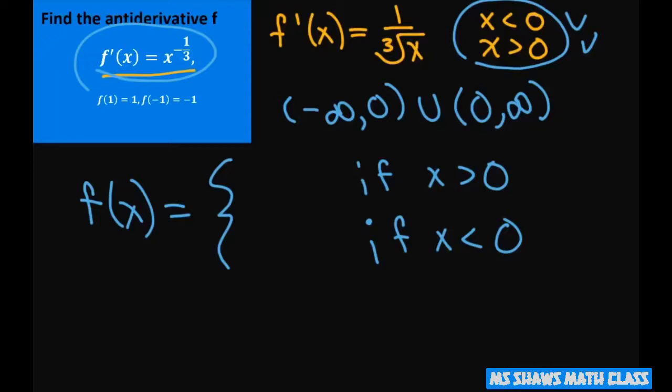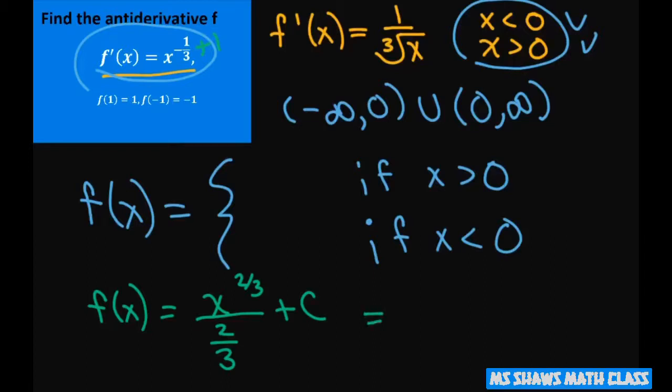So basically, when I look at the f of x, when you add 1 to the exponent, you're going to get x. You're adding 3/3, so you're going to get 2/3, divided by 2/3, plus c. Well, this equals 3/2. You just flip this around, x to the 2/3 plus c. So what we're going to do is split this up as 3/2.